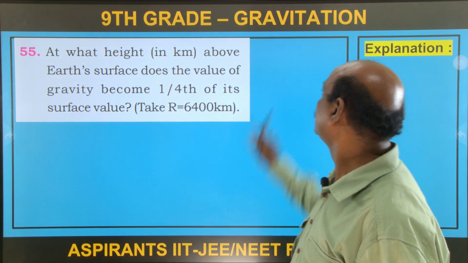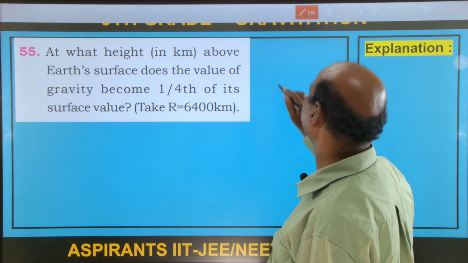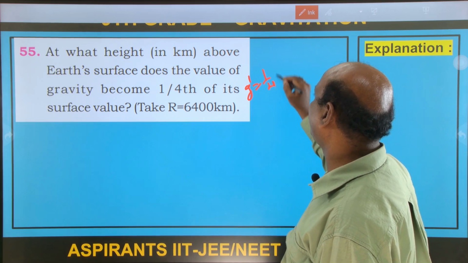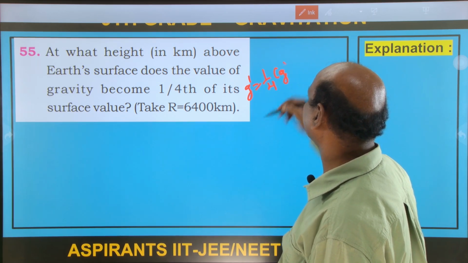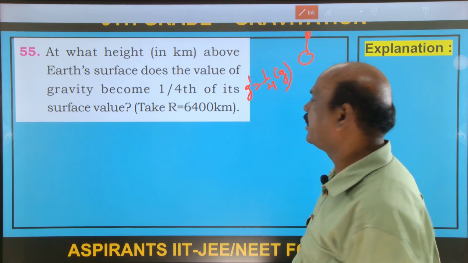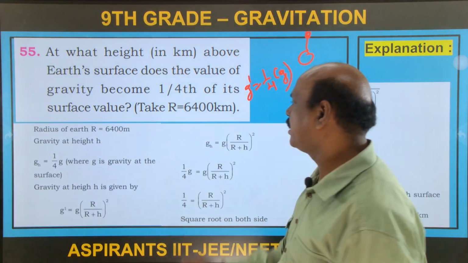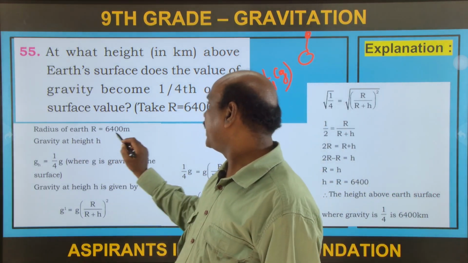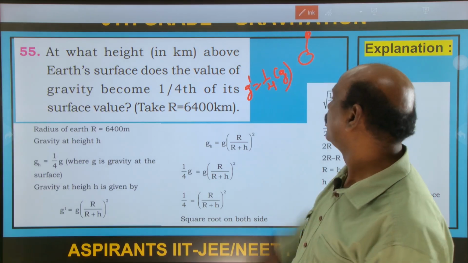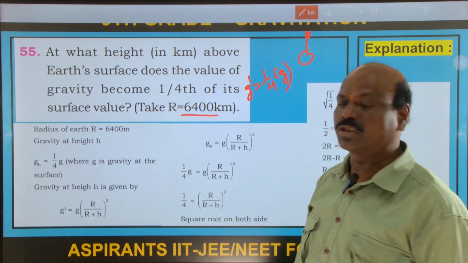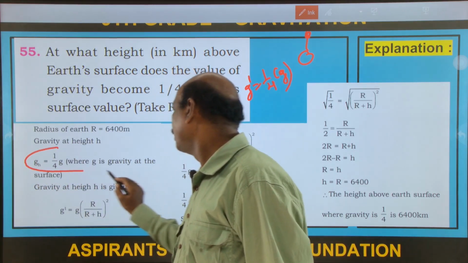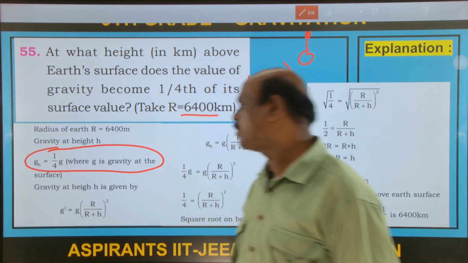surface value? Means he is asking us at what position G dash will become 1/4 of G. At what height? Means if you take this is the earth, from this what is the height it takes. So let us see the solution. What is the radius of the earth? As already we know, the radius of the earth is taken as 6,400 kilometers and the condition is 1/4 of the G should be taken.